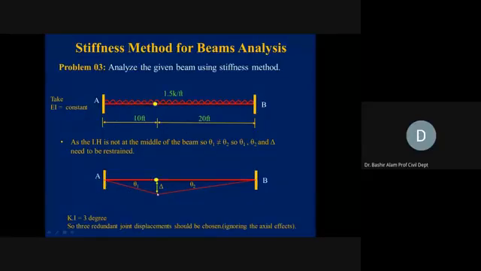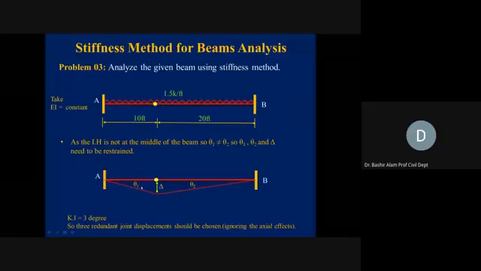So here, if you see theta at this point, the left hand side theta is going to be more than the right hand side theta. This theta 1 and theta 2, if you take at joint B and joint A, they are not going to be the same. Why?